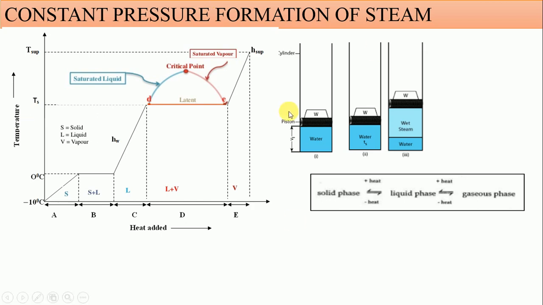Here you note that the volume of the steam increases, and in the third stage, this one is the combination of water plus steam. At this stage steam will have some particles of water in suspension. So here some water is there in the steam, and we call that steam wet steam. This process will continue till the whole water is converted into steam.